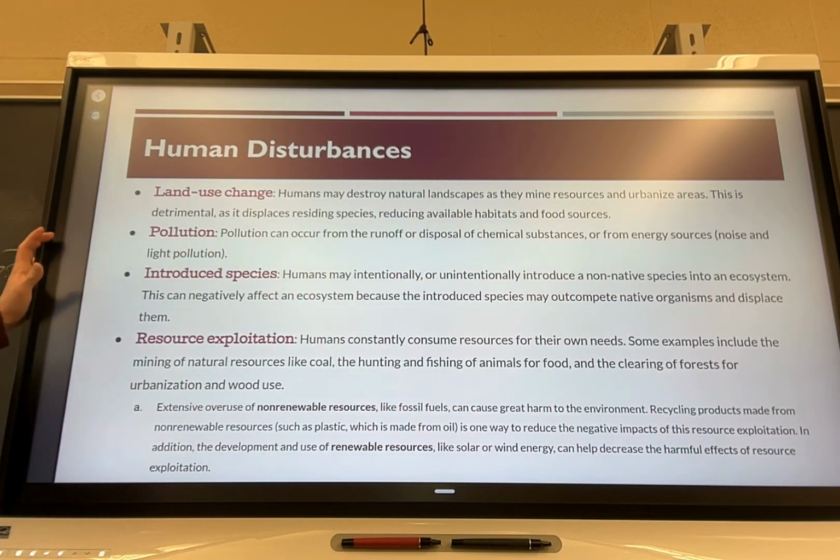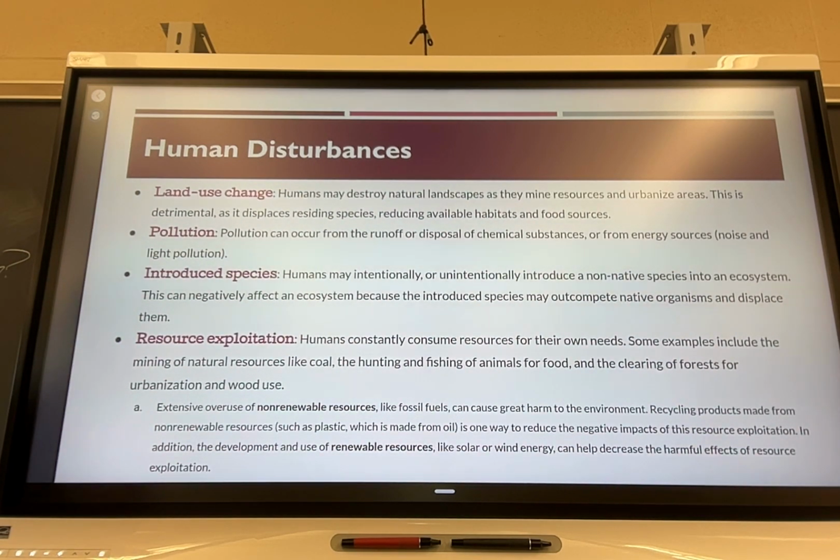We can also have impacts on pollution, so the runoff of chemical substances. These usually result in a lot of negative effects for things like trees, things like animals. If it gets into the water source, it can negatively affect fish or the animals that drink the water. So pollution from chemicals is going to be really important, but also light pollution and noise pollution. So typically we only think of the chemicals and the plastics and that kind of thing, but noise and light pollution are just as bad.